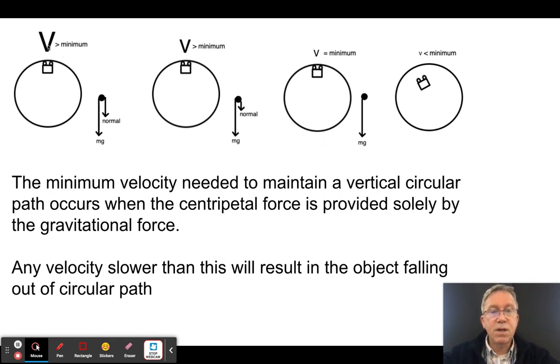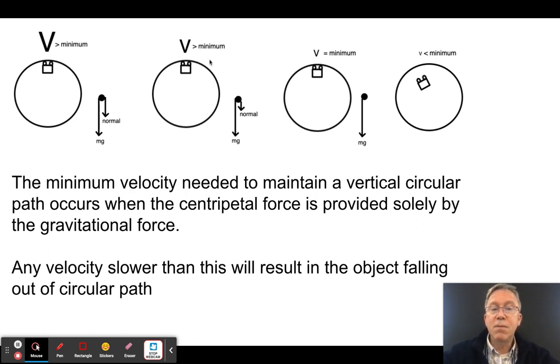So I have a very large velocity. That means I'm going to have a lot of centripetal force, and that force is going to equal mg plus my normal force. And since I have a lot of centripetal force because I have a lot of velocity, I've got a lot of normal force. But if I go slower, my mg is not going to change. So how can my centripetal force go down? Well, the normal force. I'm being pushed with less force by my seat. I'm feeling lighter in my seat, but I'm still above that minimum.